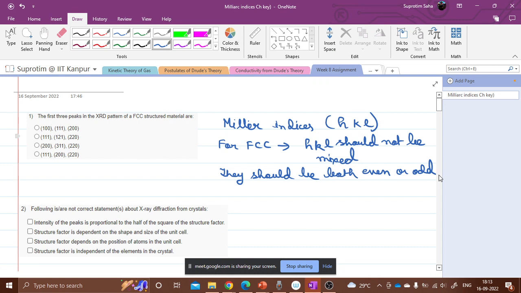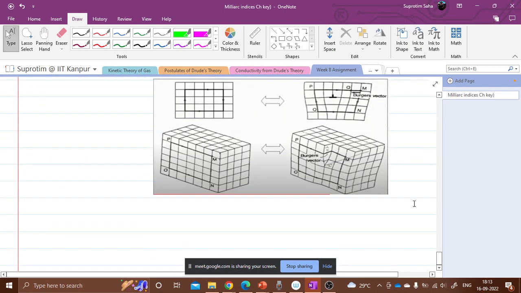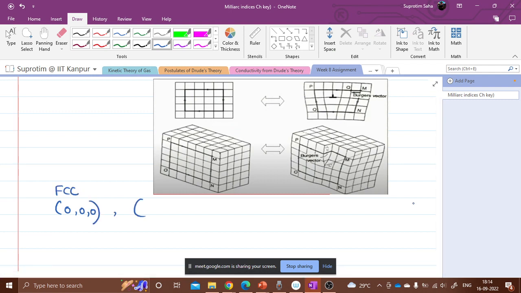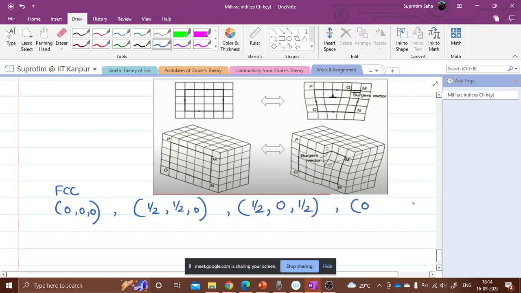For FCC, you know, there are four atoms, right? So there are four lattice points. One is at 0 0 0, another is at half half zero, another is at half zero half, and another is at zero half half. Basically, these are the centers.